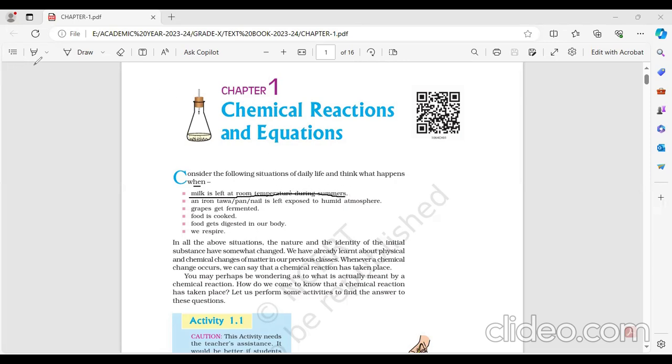Okay, before that, you should also know the meaning of this lesson, chemical reactions. In class 7 and 8, we have already studied physical changes and chemical changes. So what is a physical change and what is a chemical change? I'll just briefly tell you. In any reaction, if new substances are formed, that is called a chemical reaction. If no new substances are formed, that will be considered a physical change. So chemical reaction means new substances are formed, and also the equation.